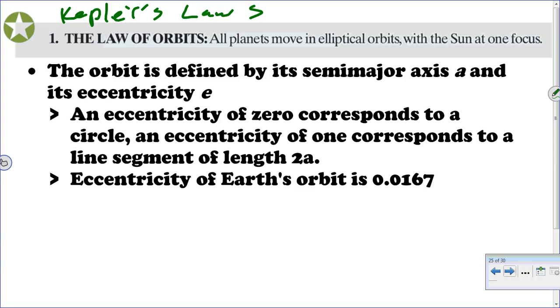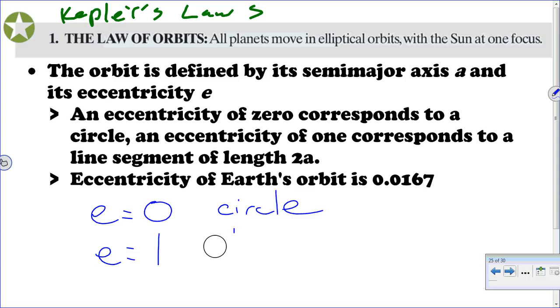You should understand how the eccentricity affects something. Your eccentricity is always a number between 0 and 1. If the eccentricity is 0, the shape is a circle. You can remember that because a 0 looks like a circle. And the biggest eccentricity you can have is 1. If the eccentricity is 1, it's a line segment. You can remember that because the number 1 is a line segment. Good?